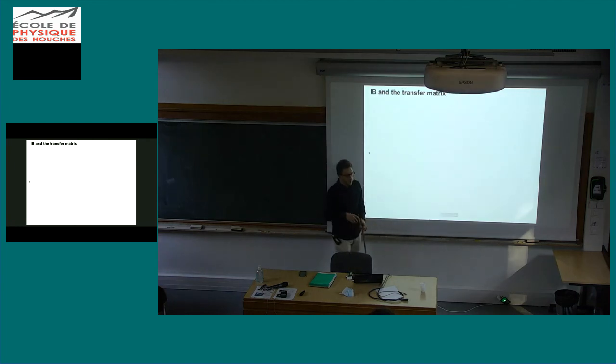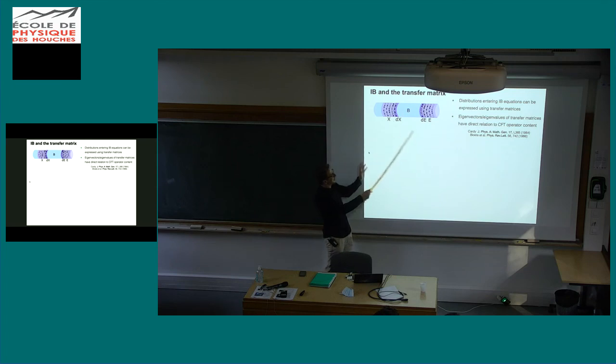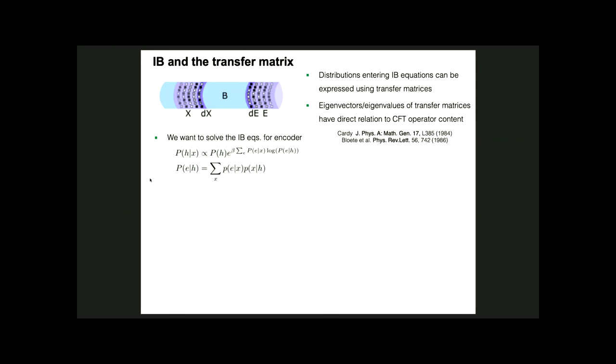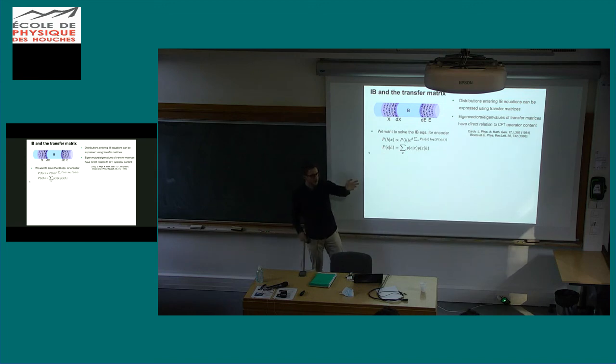And with this understanding, we can now try to connect those two notions. In IB, there is the relevant information that you try to retain. In RG, there are relevant operators. How do you connect them? It turns out that the transfer matrix is the tool to do so. Why the transfer matrix? Because on the one hand, I can express all the quantities that go into the IB equations as quantities related to the transfer matrix. Those are the IB equations for the encoder, and I can express, for example, the partition function as the trace of the transfer matrix to the appropriate power. The matrix elements of the transfer matrix and its partial marginalizations give you all those other quantities like P of H conditional on X, P of E conditional on H, and so forth. So on the one hand, I can try to solve the IB equations with all those quantities coming from a transfer matrix of a physical system.